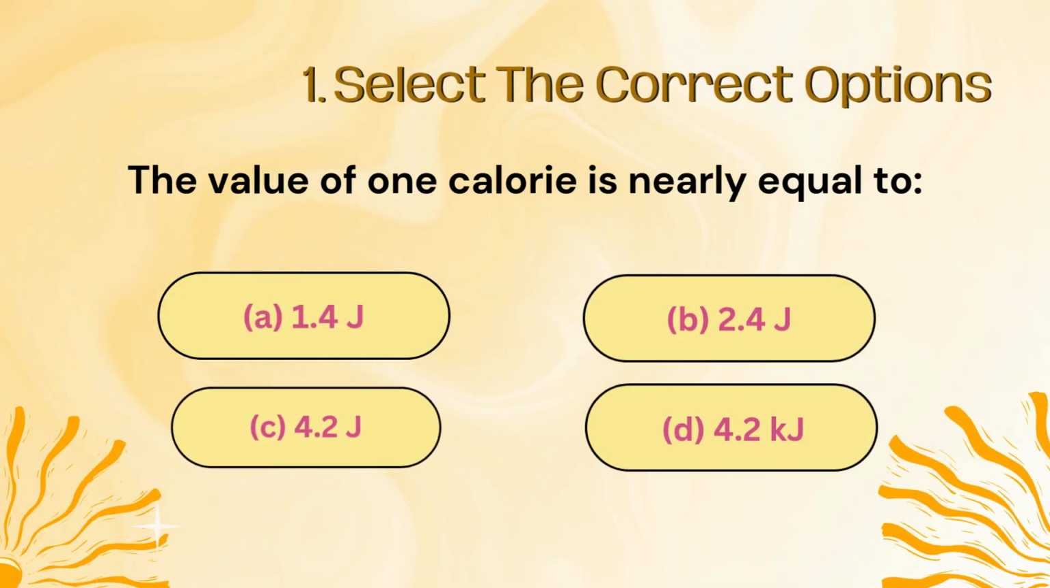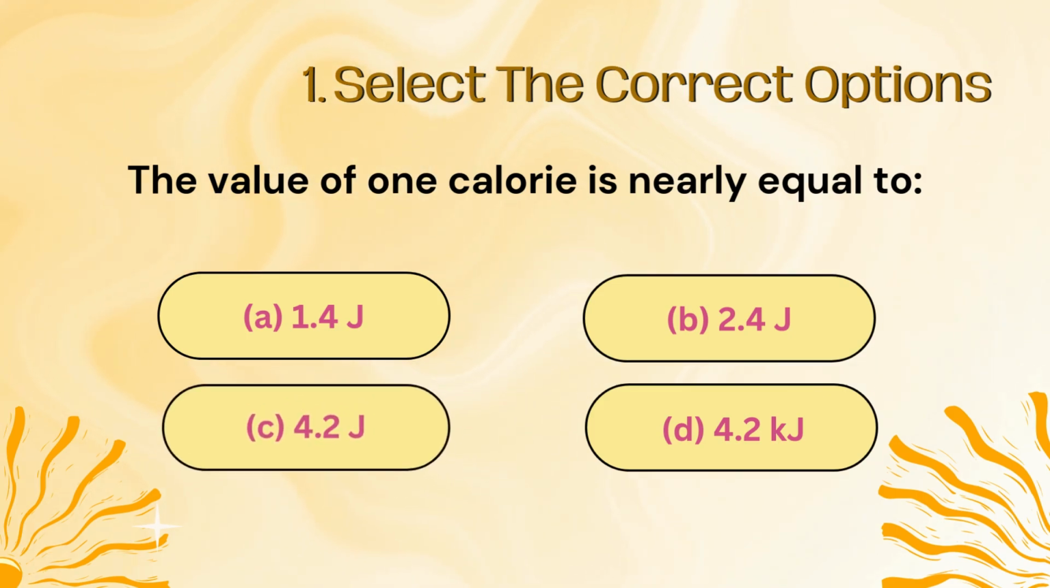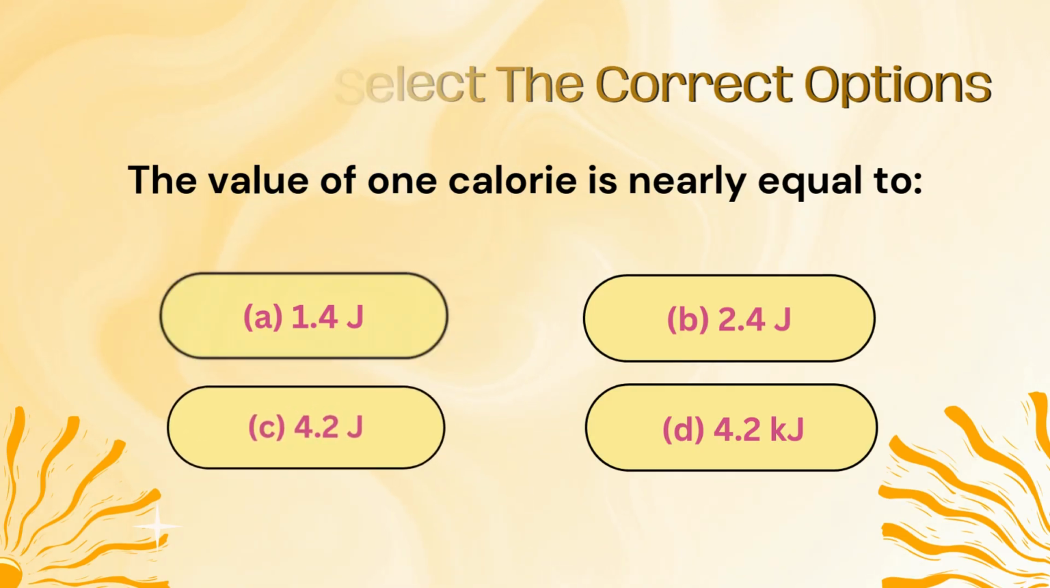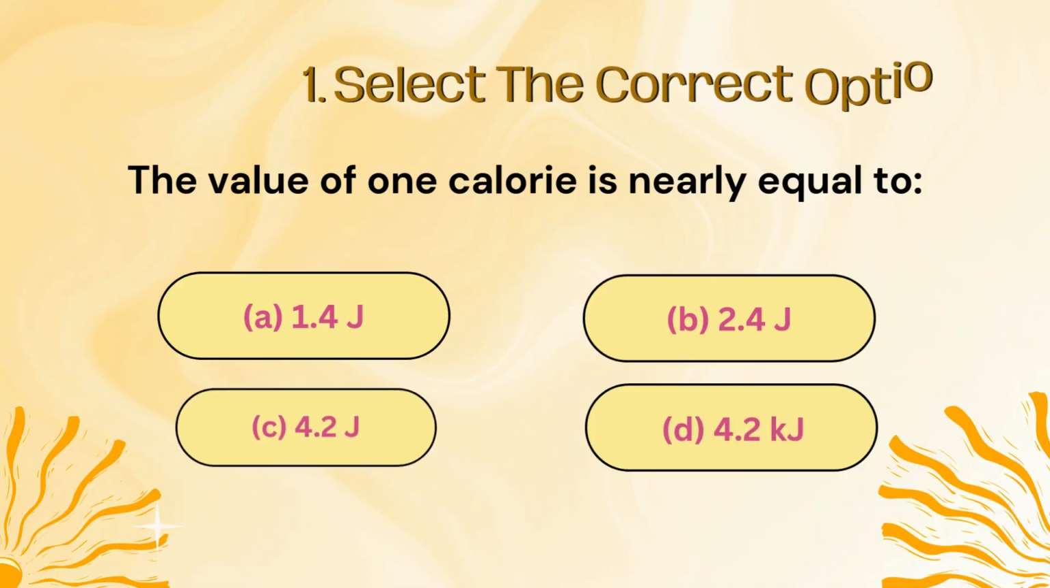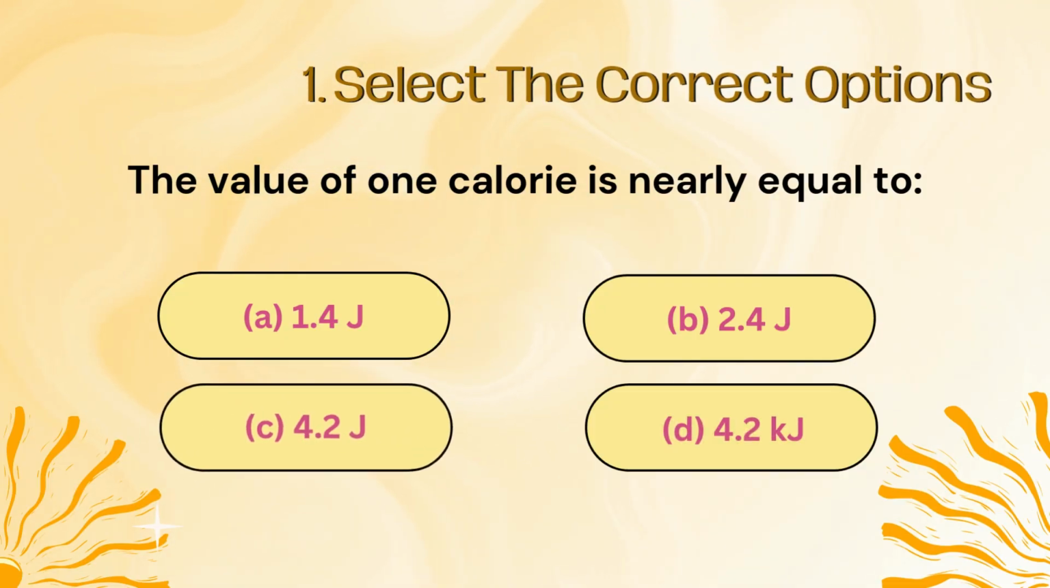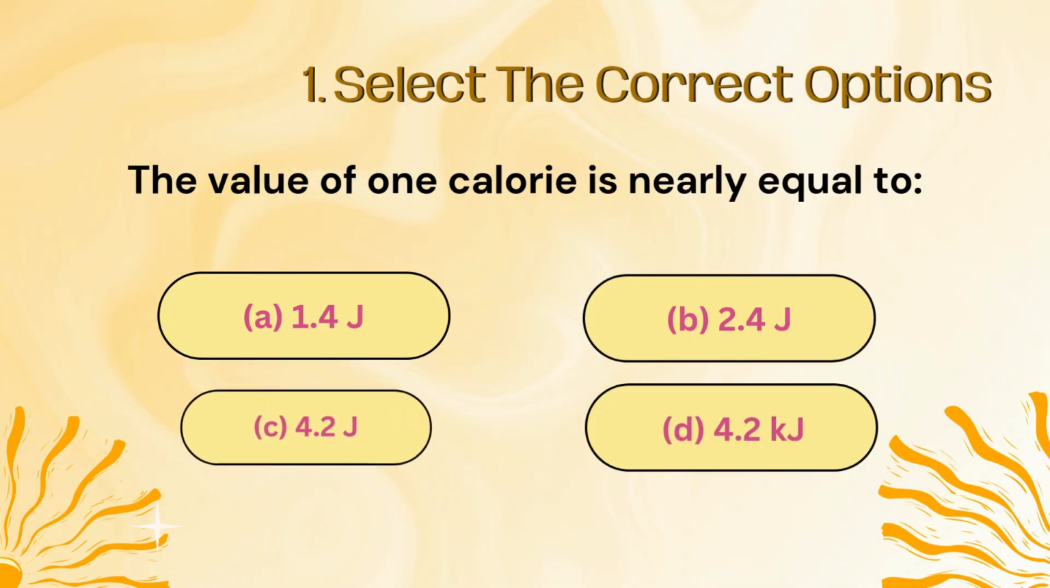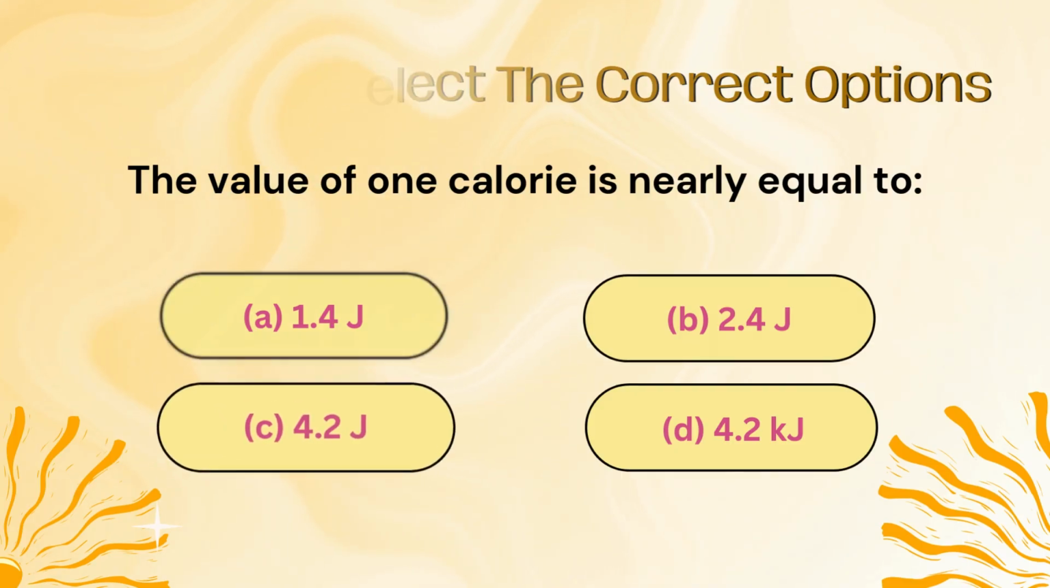4.2 joules. Explanation: 1 calorie is defined as the amount of heat required to raise the temperature of 1 gram of water by 1 degree Celsius. This is approximately equal to 4.2 joules, so, remember, 1 calorie is roughly 4.2 joules of energy.